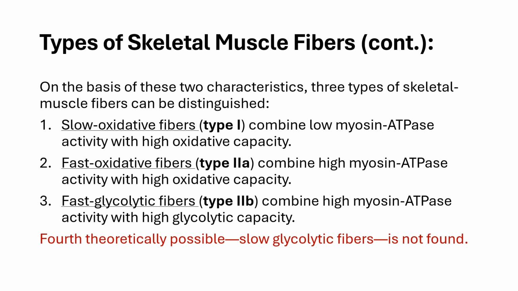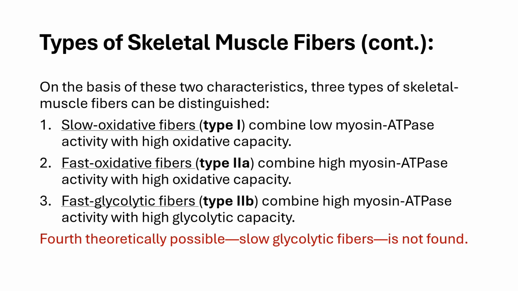Interestingly, there is a theoretically possible fourth type, slow glycolytic fibers, which will combine low myosin ATPase activity with high glycolytic capacity. However, these fibers are not found in nature, likely because such a combination will be inefficient for both speed and endurance.